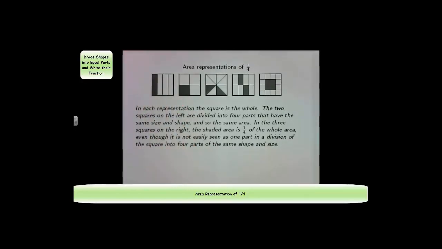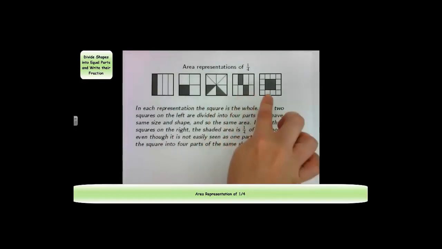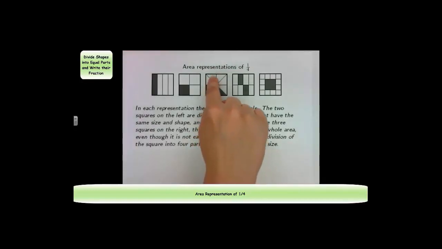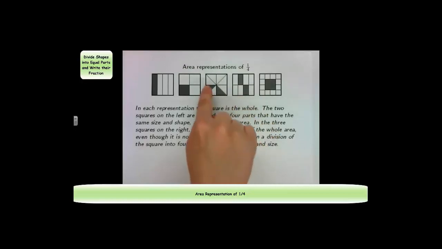In the 3 squares on the right, the shaded area is 1/4 of the whole area, even though it is not as easily seen as the part in the division of the squares into 4 parts of the same shape. So you can see here that even though this is not broken up into 4ths, these 2 pieces that are shaded do represent 1/4 of the whole square.